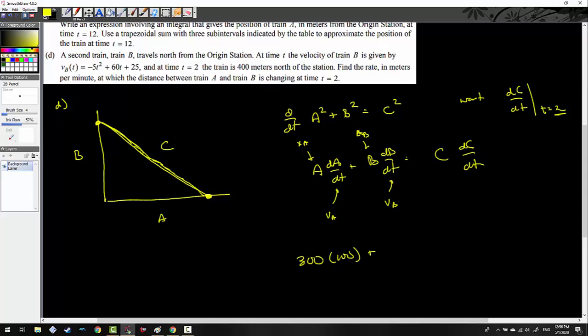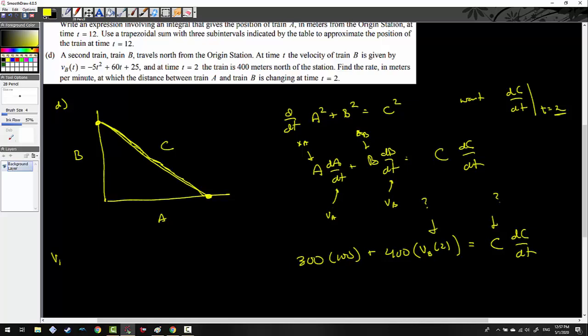Well, what is the position of train B? It's 400. They told me that in the problem. What is the velocity at t equals 2? Well, that's going to require some doing. That's v sub b of 2, and we'll figure that out in just a second. This is equal to c. We don't know what that is. But dc over dt is what we're trying to find out. So let's find out what these last two pieces of information are. We don't know what they are yet.